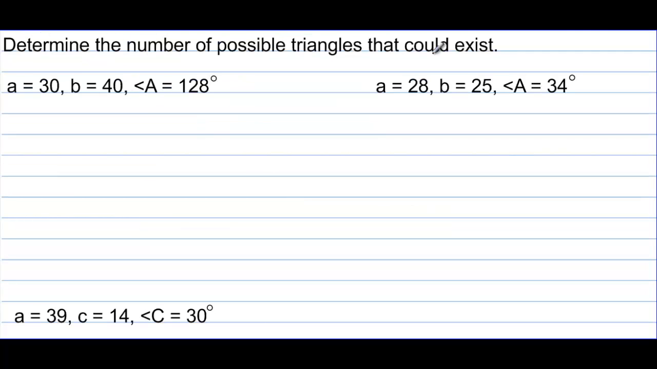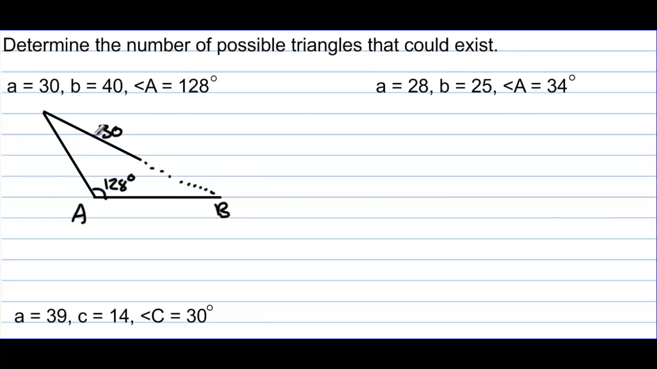Determine the number of possible triangles that could exist. In the first one, we have an angle of 128 degrees. So let's say that is 128. And I'm going to draw it like that in case we don't have a triangle. So here is 128 degrees. That is angle A, so side A is 30, and this would be angle B if we connected them. And over here would be 40. Now this is not long enough to get back down to the bottom, so we have 0 triangles.